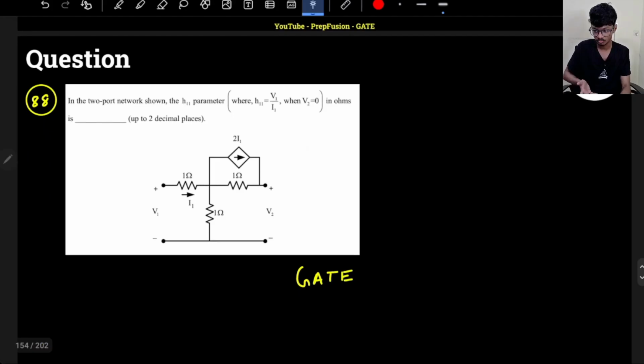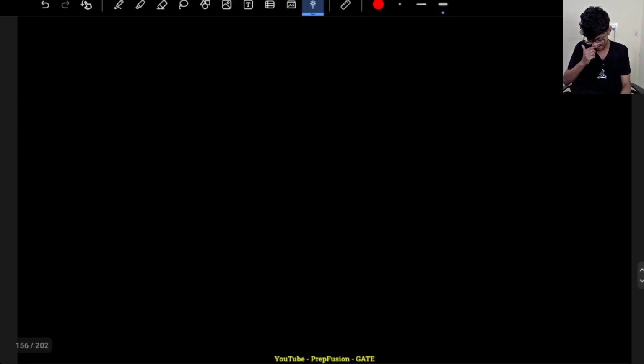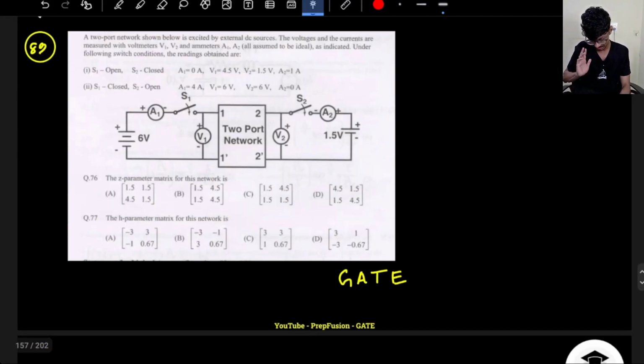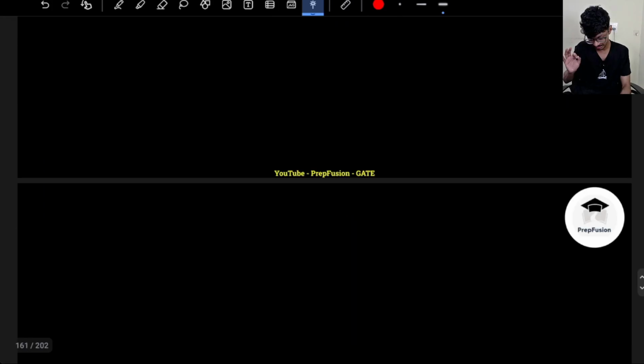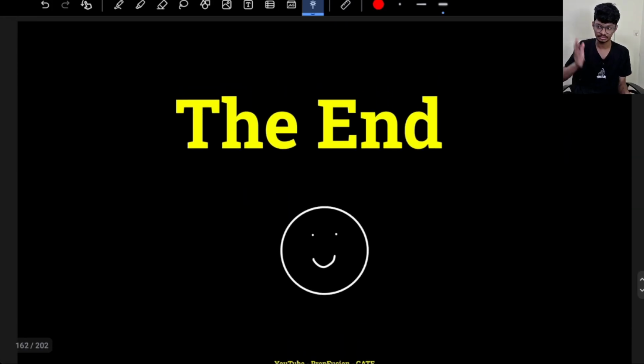Now I will give you a few homeworks. This is the first one, this is the next one, and I think this is the last one. You try them out by yourself, and in the next lecture we will solve all the assignment questions. After that we will start with a new topic, that is interconnection of two-port networks.